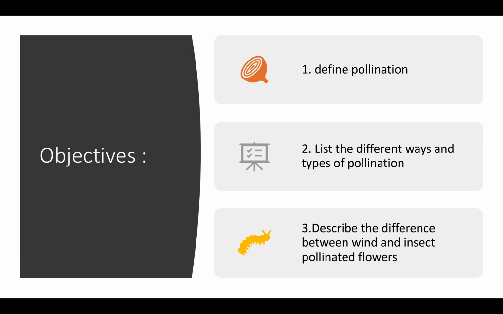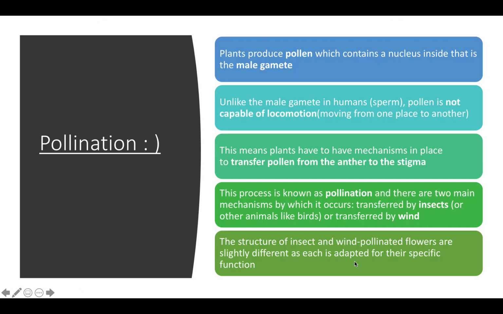We'll talk about pollination. The objectives of this video will be to define pollination, to list the different ways and types of pollination, and to describe the difference between wind and insect pollinated flowers. So, this is a summary of this chapter. You can take a screenshot, read it after we finish this video.